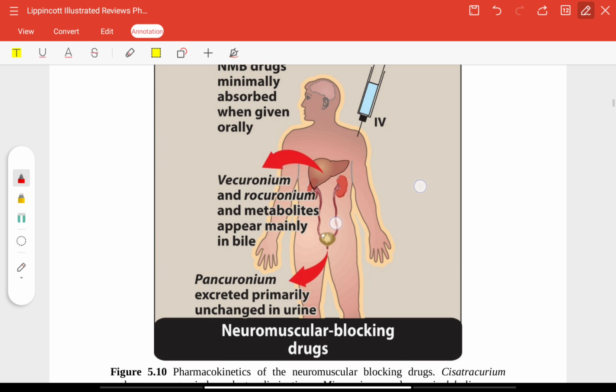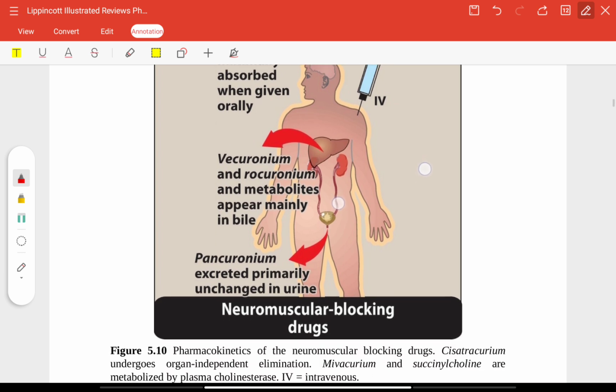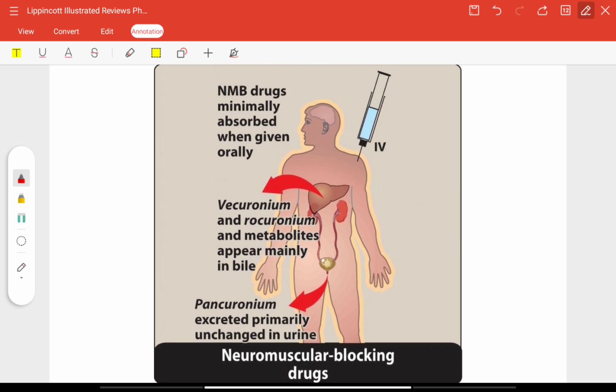Now you can see here the pharmacokinetics. Neuromuscular blockers are minimally absorbed when given orally, so they are given IV. Vecuronium and rocuronium and metabolites appear mainly in bile. This is kinetics. Pancuronium is excreted primarily in urine.